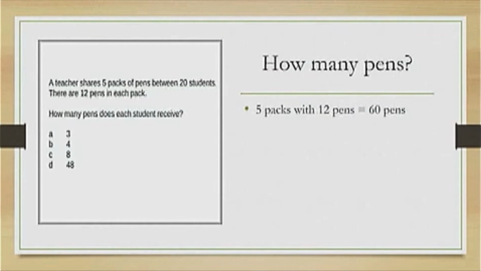So if I were to multiply the number of packs I have by how many pens is in the pack, I would get 60 pens in total for the 5 packs. So I have 60 pens to share. Now I have 60 pens and 20 students. So what am I asking myself? How many sets of 20 can I get from 60? And that would mean 3. So each student will get 3 pens.